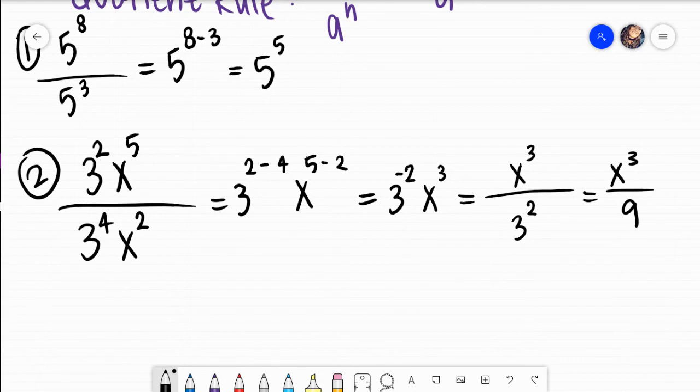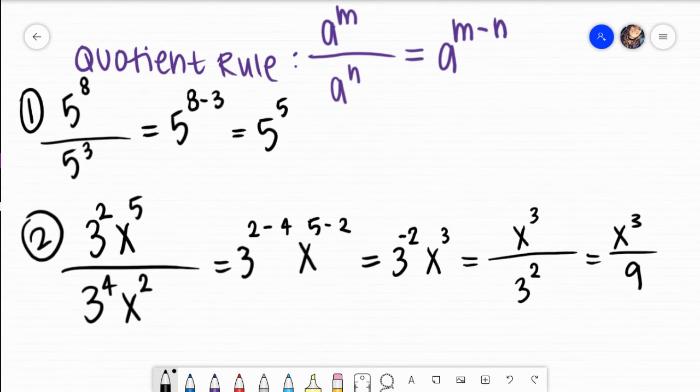Quotient rule. 5, 8, 3, 2, x to the 5th. That is both of the problems that I wanted to do for the quotient rule. I can't think of anything else either. I'm looking over at my notes. Quotient rule, same bases, because they're dividing, keep the base and subtract your powers.